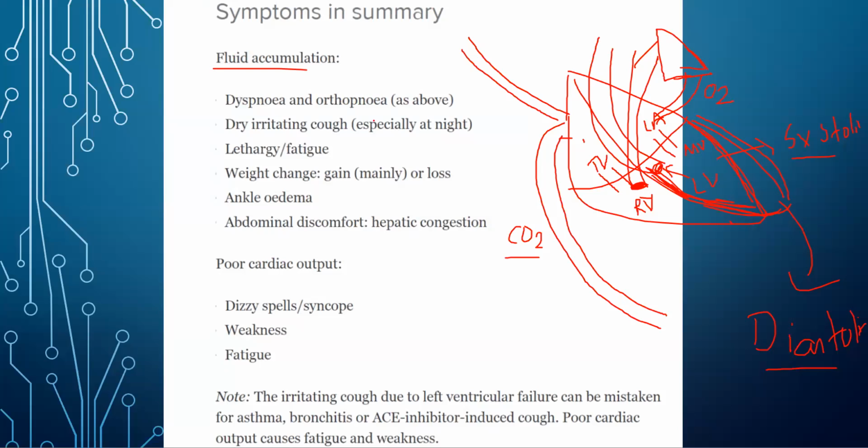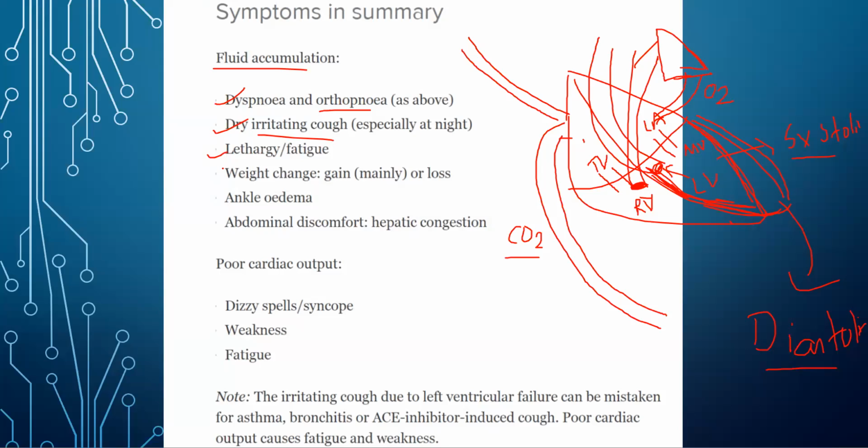So if you get fluid accumulation in the lungs, you will get shortness of breath. And obviously there is an effect of gravity on the fluid accumulation. So when you lie down, there will be more fluid accumulation in your lungs. So that's called orthopnea, which means increasing shortness of breath when you lie down. Because of that, you might also get a dry, irritating cough, especially at nighttime.